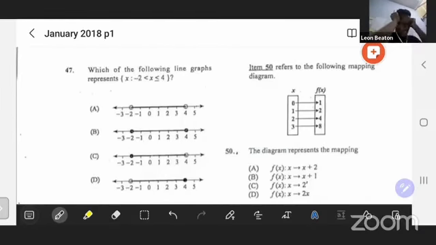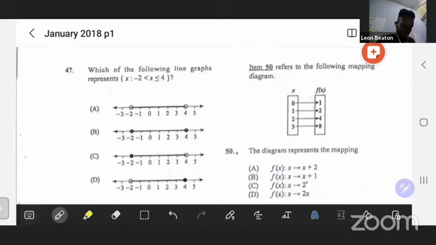Which of the following line graphs represents x such that x is more than -2 and x is less than or equal to 4? Over 4, the circle has to be shaded, and over -2 it has to be not shaded, just a circle. So this one here is shaded over 4 and not shaded over -2. So the answer is D.